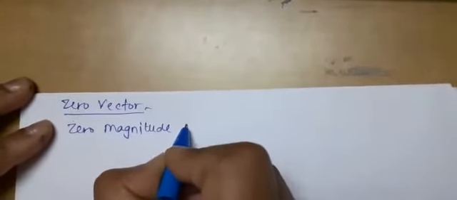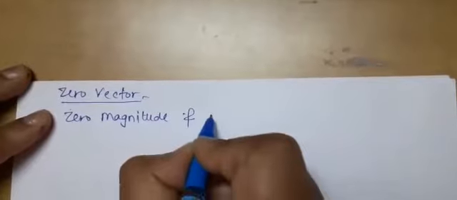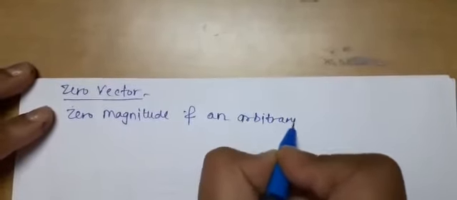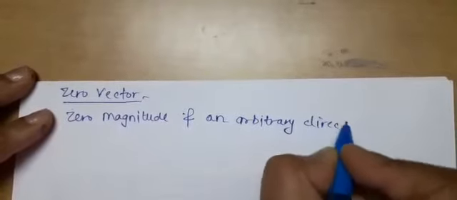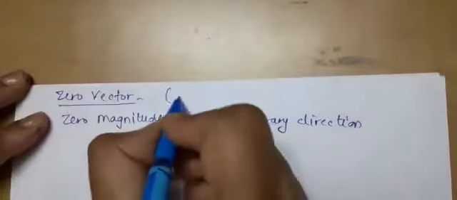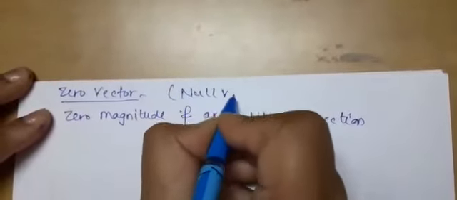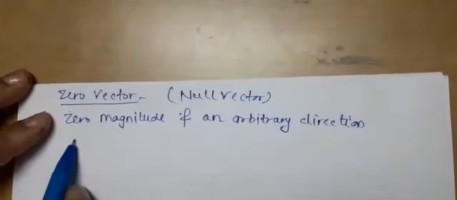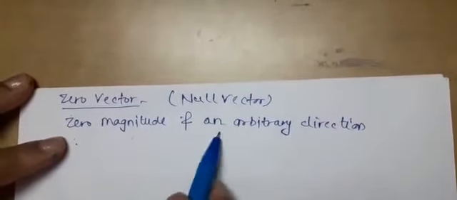Zero magnitude means no value and an arbitrary direction. It means no fixed direction. It can have any direction. This is also termed as a null vector. So basically, it is a vector having zero magnitude and arbitrary direction.